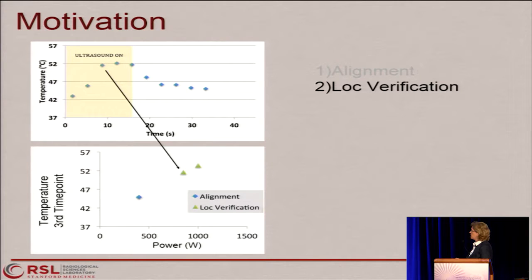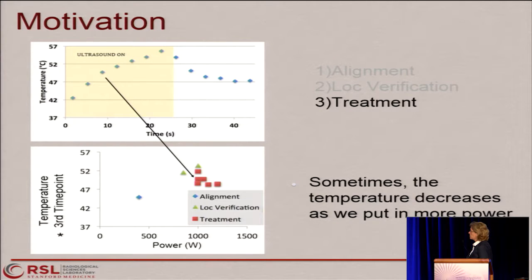After the alignment phase, we go into the location verification phase where we're looking for those reversible symptoms to be modified. I'll use a slightly longer duration sonication, but I'm still going to plot that third time point down here. So again, it's the temperature versus power, and what we've seen is that we've been increasing. And then lastly is the treatment phase where we're really trying to increase the power to get a high temperature rise, and we like to get to about 60 degrees.